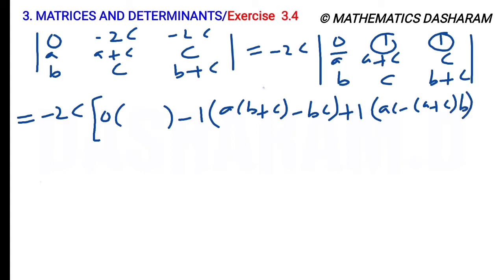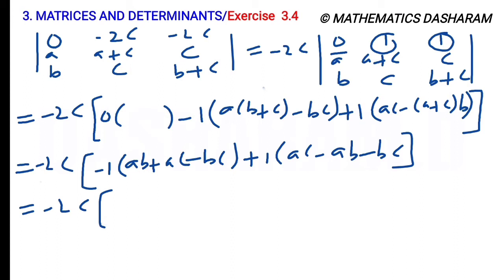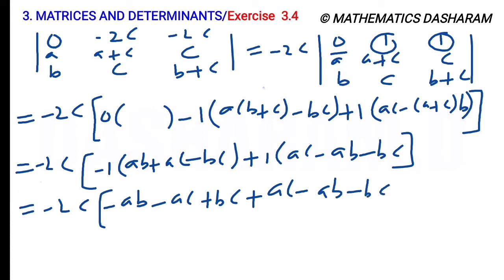So bracket close. So it is equal to minus 2C. So we can remove it. So minus 1 into AB plus AC minus BC. Next plus 1 into AC minus AB minus BC. So it is equal to minus 2C into here minus 1 multiplied inside minus AB minus AC plus BC, and 1 into AC minus AB minus BC.